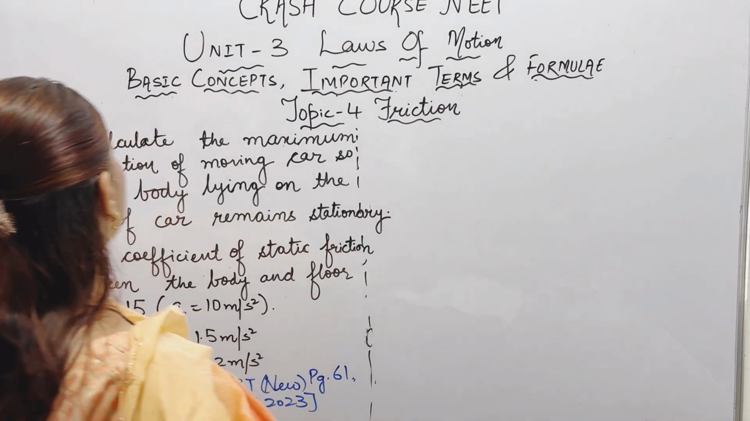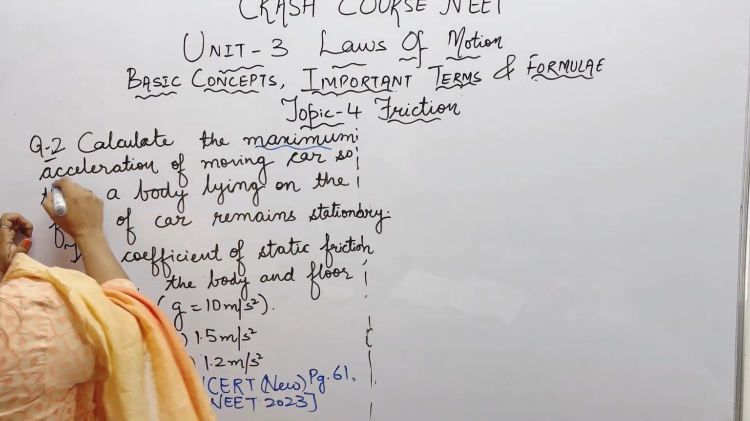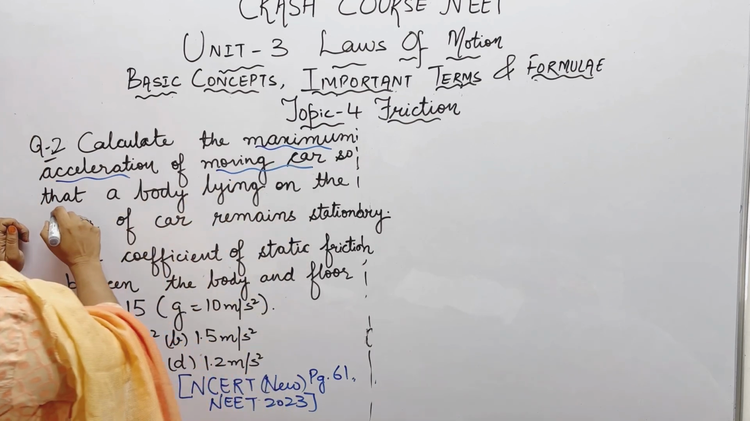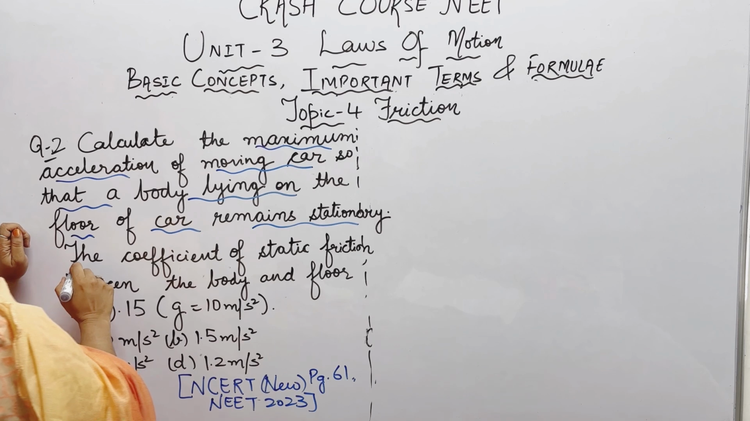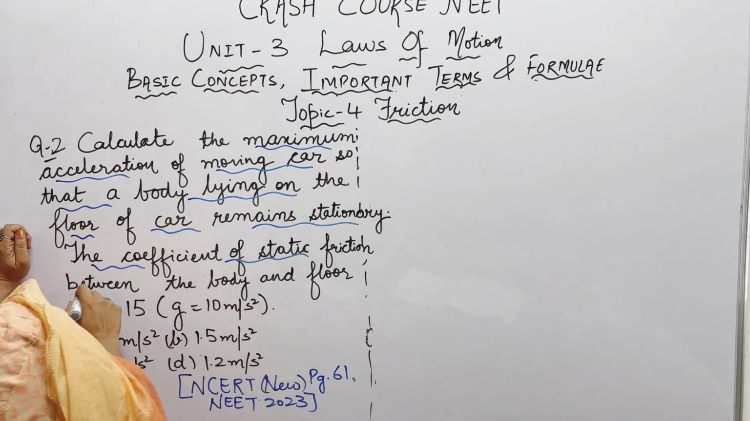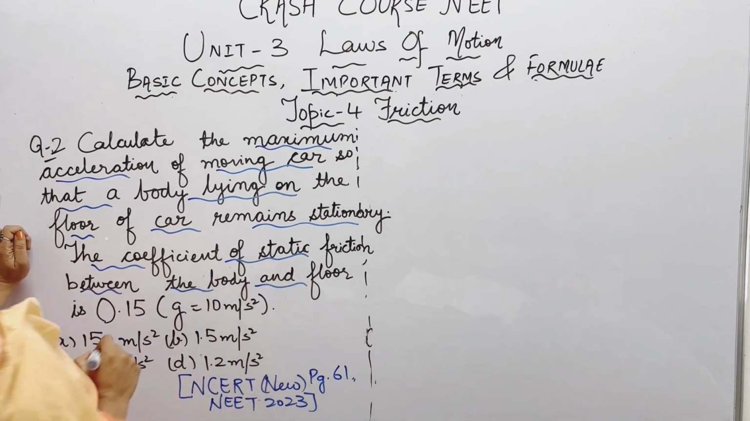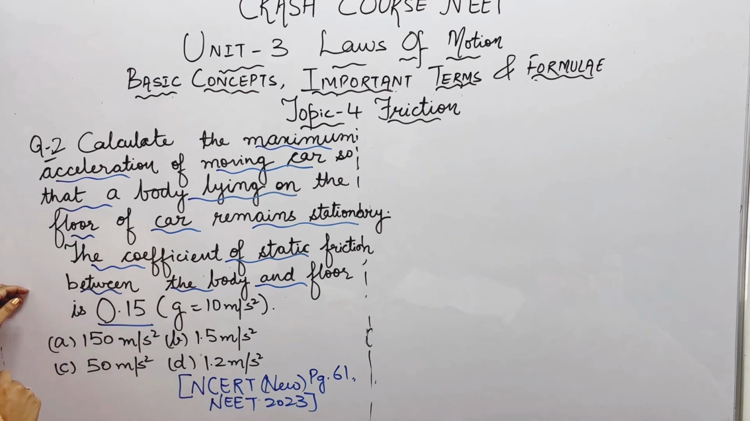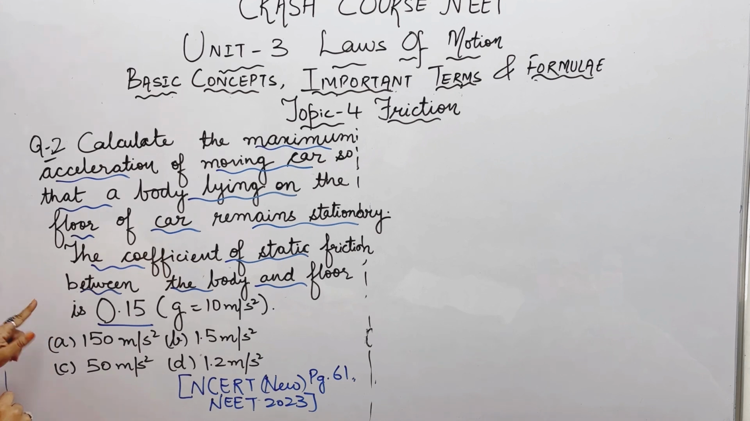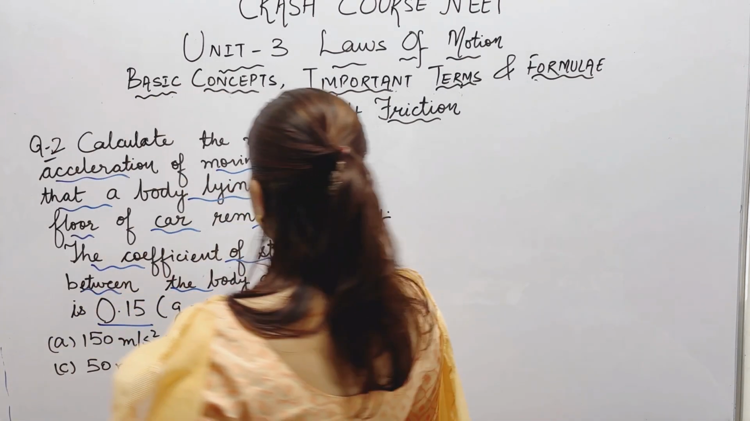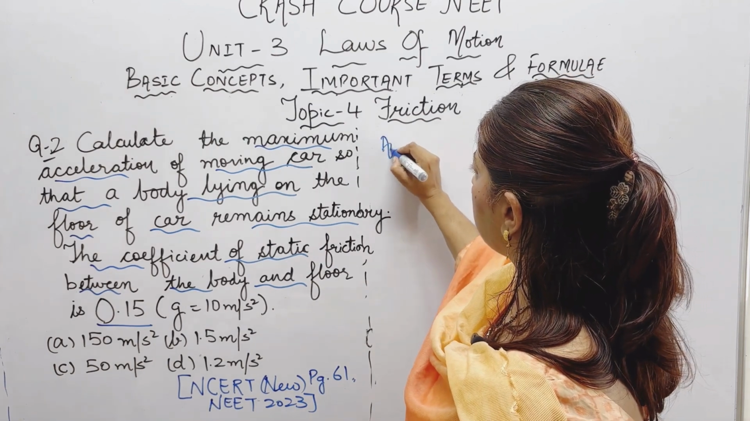Question number 2: calculate the maximum acceleration of a moving car so that a body lying on the floor of the car remains stationary. The coefficient of static friction between the body and the floor is 0.15. Take acceleration due to gravity 10 meter per second square, and these are the four options given. This is on page number 61 of NCERT new, and this question has come in NEET 2023. Now let us see the solution of this numerical.